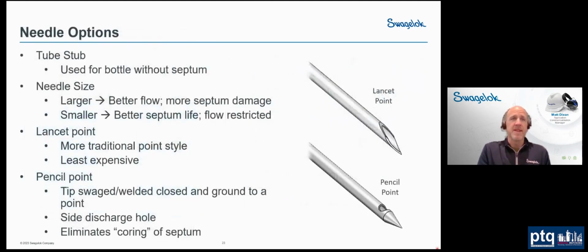Now, when we're looking at the needles, there are a number of different options. So if you don't have a septum and you just want to have an open top bottle, you could use that same exact sampling apparatus, but instead of having needles, you have a tube stub instead.